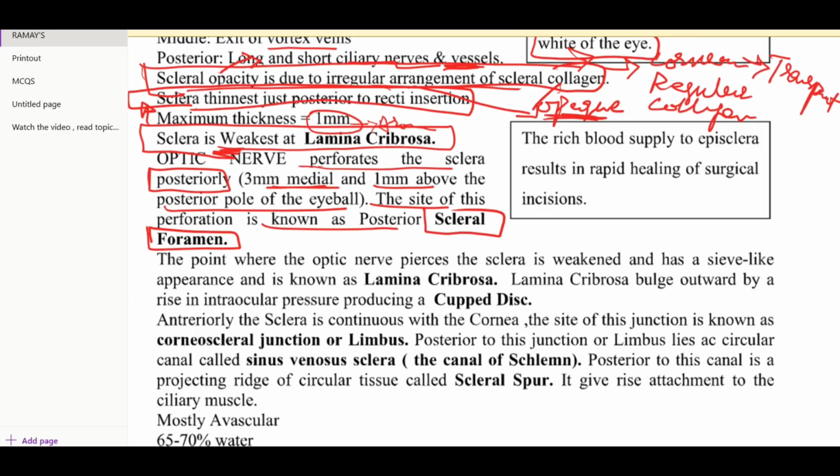The point where the optic nerve pierces the sclera is weakened and has a sieve-like appearance known as the lamina cribrosa. So, why is the sclera weakest? Because there are perforations in the sclera caused by the optic nerve fibers. The lamina cribrosa bulges outward by a rise in the intraocular pressure, producing a cupped disc.